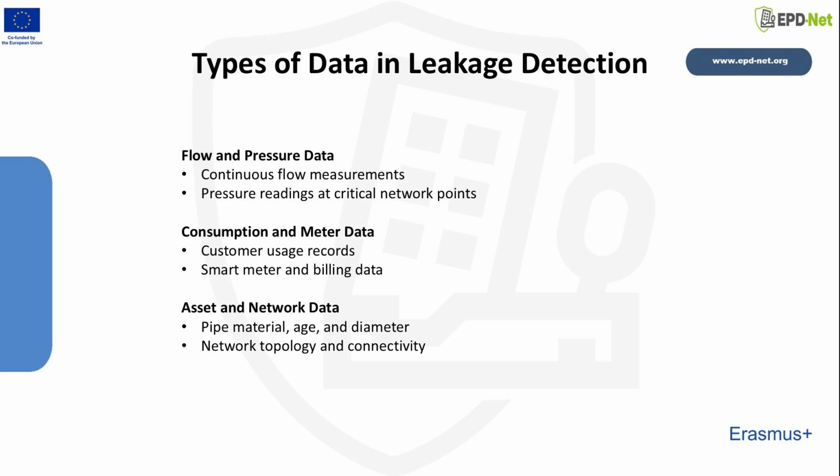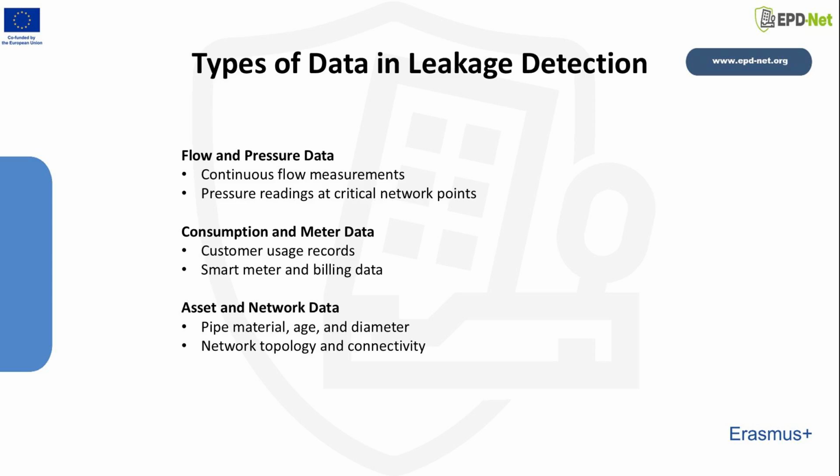Data-driven leakage detection relies on the integration of multiple data types that describe different aspects of network behavior. Flow and pressure data provide real-time or near-real-time information about how water moves through the network and how pressure conditions change over time. Consumption and meter data offer insight into expected water usage patterns. By comparing measured flow with consumption records, utilities can identify discrepancies that may indicate leakage.